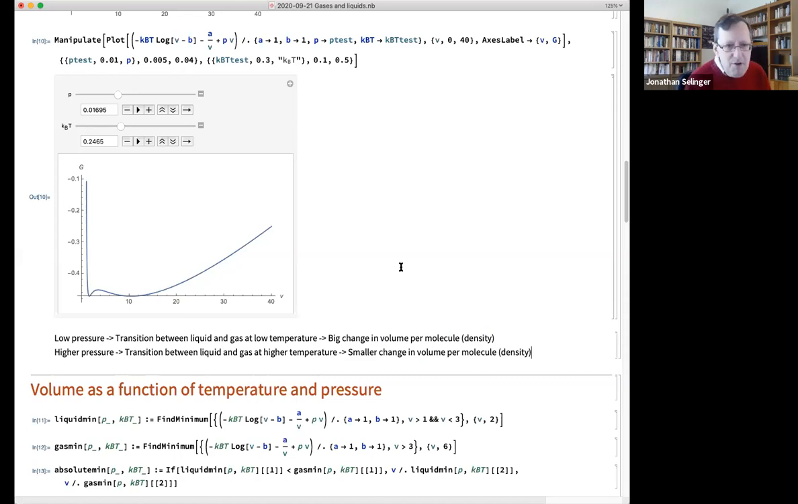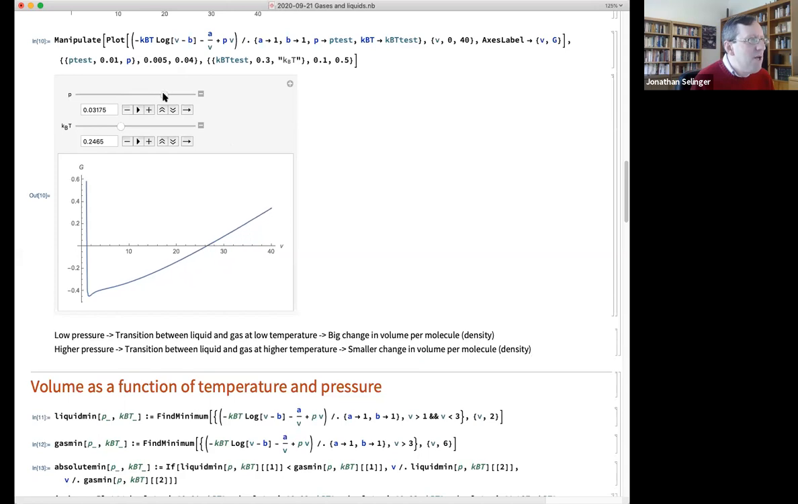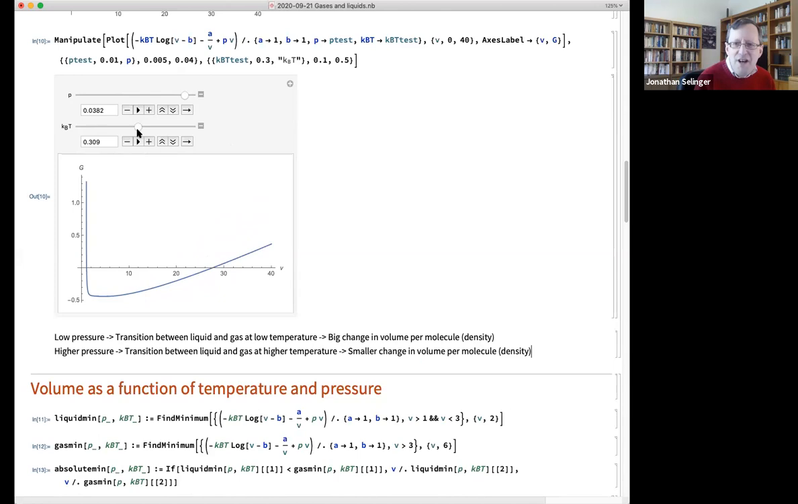Okay, that's interesting. Now, let's keep going to even higher pressure and see what happens. Okay, so let's make the pressure even, I don't know, way higher. All right. Now I'll vary the temperature to find the transition. There sort of is no transition there, right? Because the transition was when we saw two minima that become equally deep. And now there are no two minima. There's only one minimum.